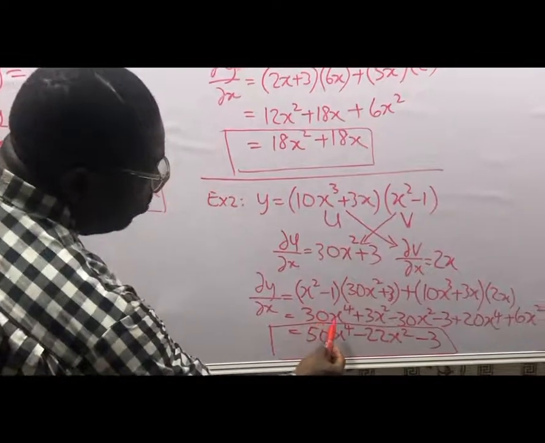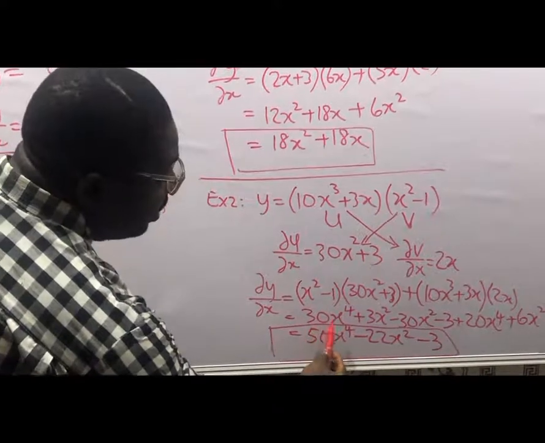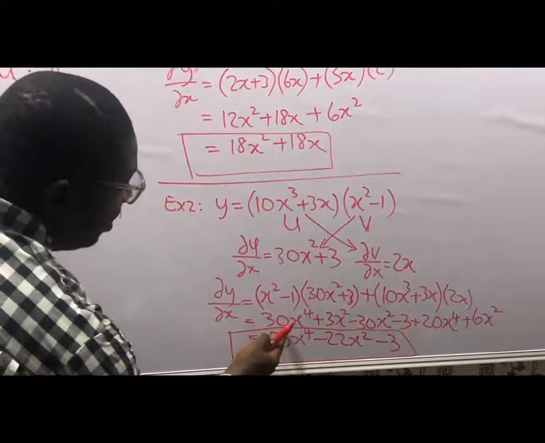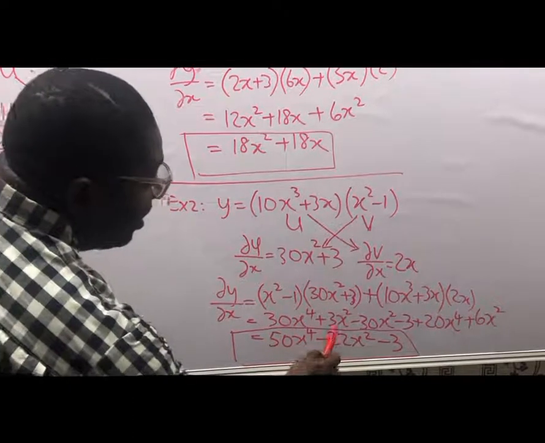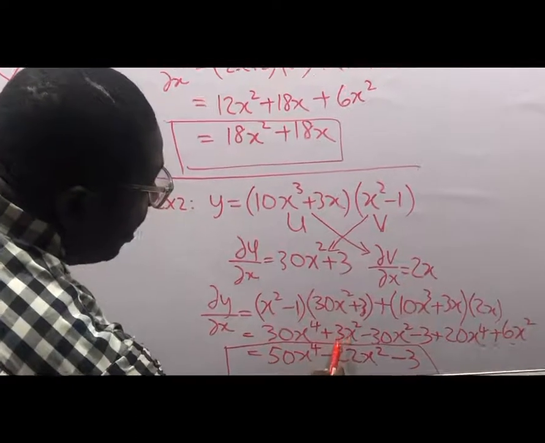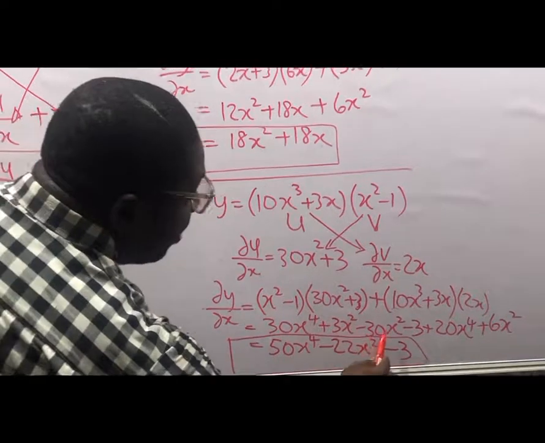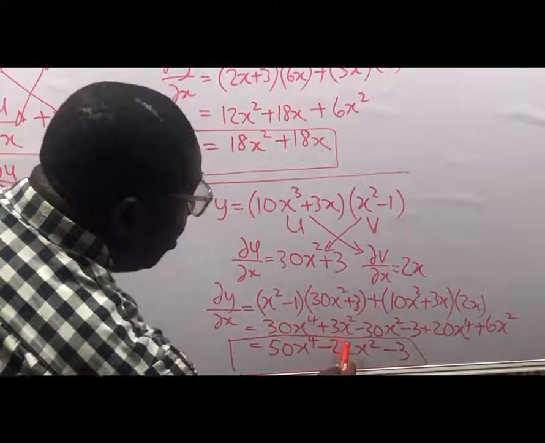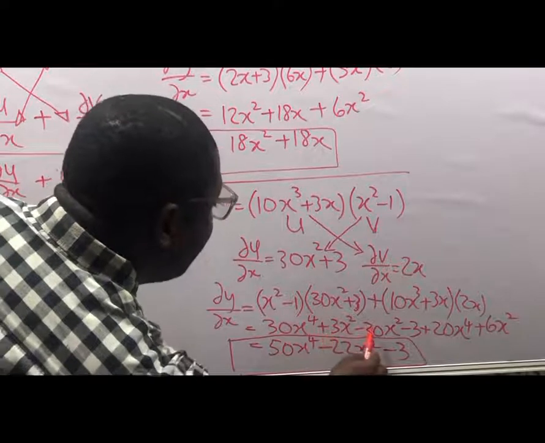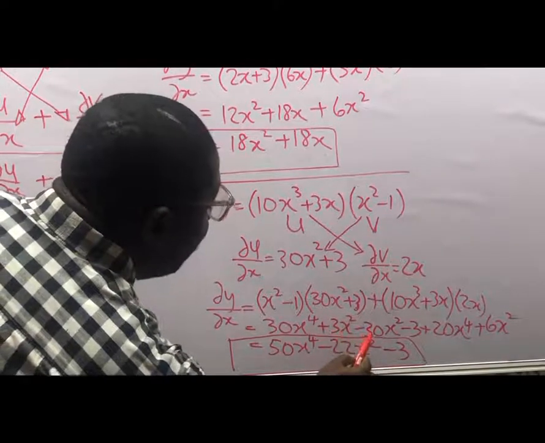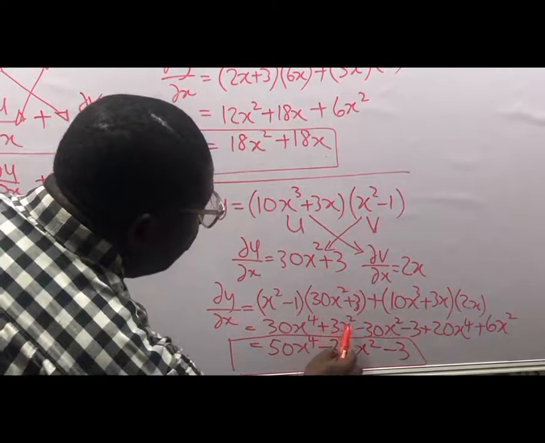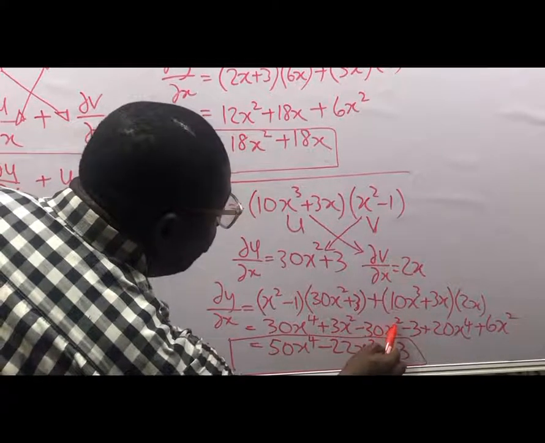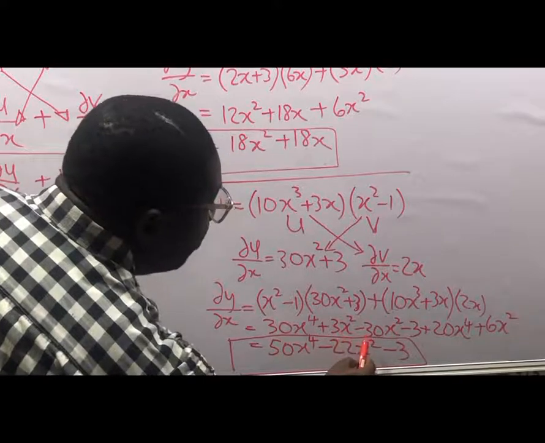30x raised to the power 4 is what we did, and 20x raised to the power 4 becomes 50x raised to the power 4. Then we had plus 3x raised to the power 2 minus 30x raised to the power 2, which leaves us with minus 27. That leaves us with minus 27.